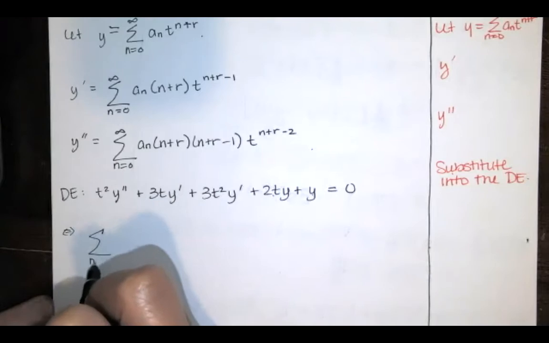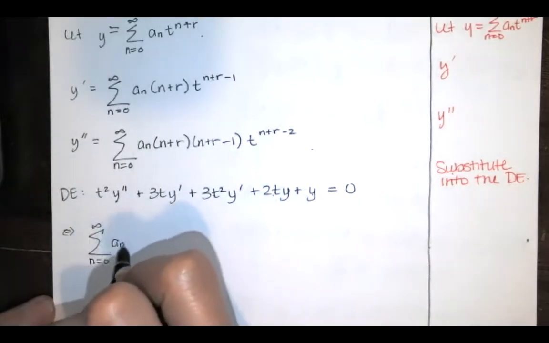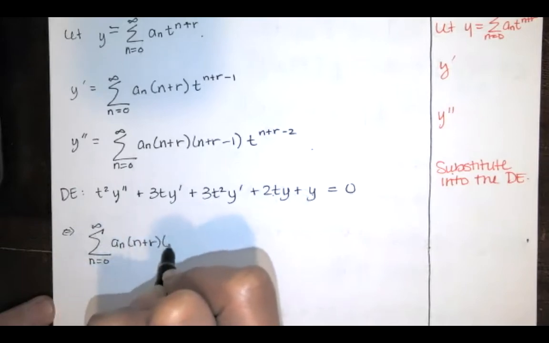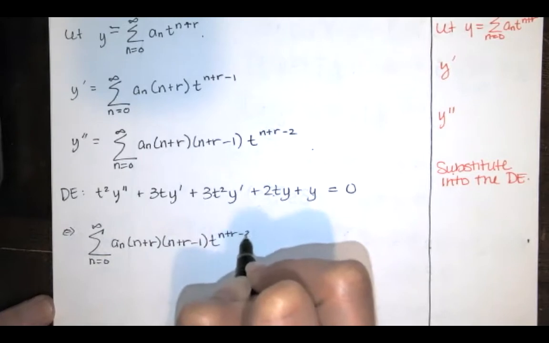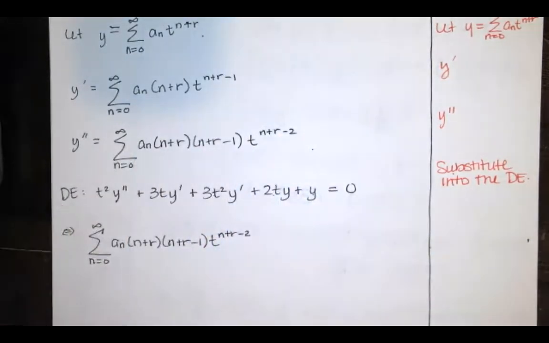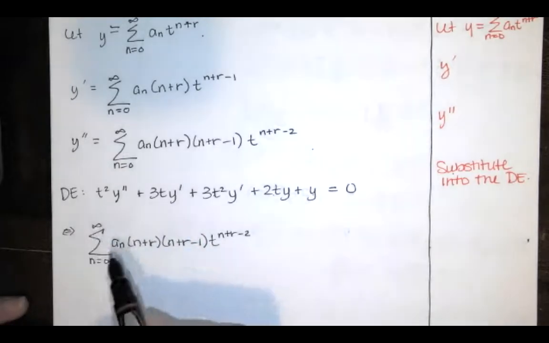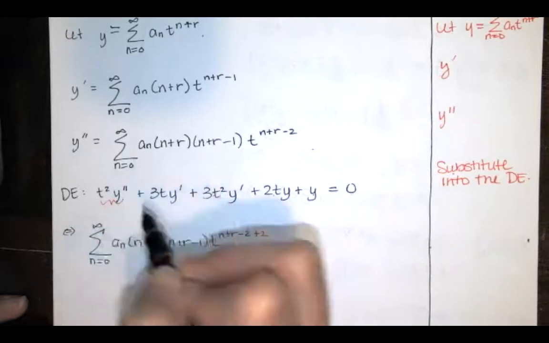We're going to have the sum as n goes from 0 to infinity. This is y double prime, a sub n times n plus r times n plus r minus 1 times t to the n plus r minus 2. But we're multiplying that by a t squared. So when I multiply this expression by t squared, I end up adding 2 to that exponent. So that's that first piece.